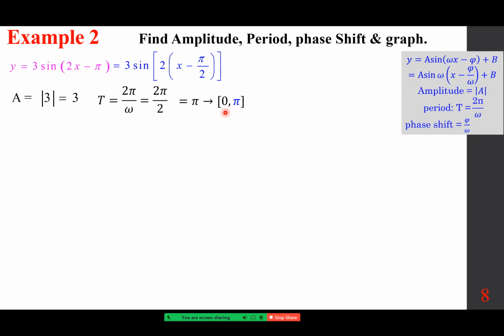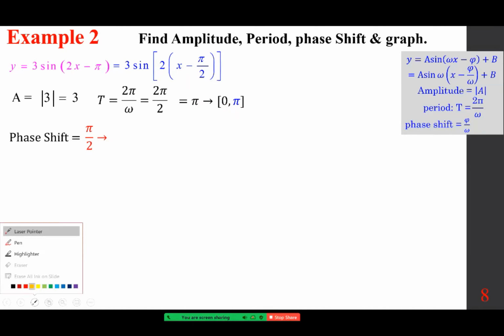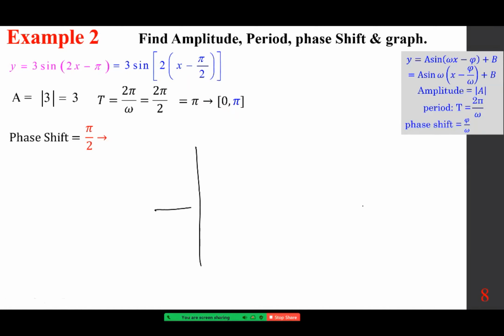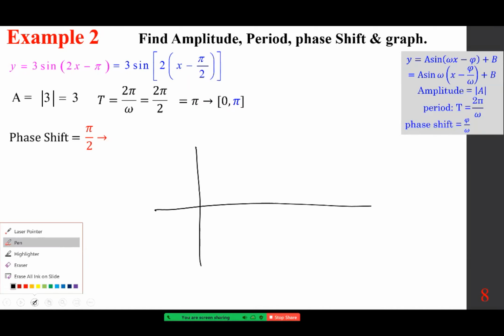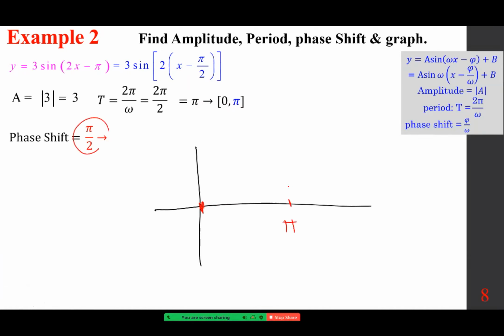This means if there is no phase shift, but this tells us there is a phase shift of pi over 2, so we are going to add this to this, so we're going to move this. Originally, we're going to go from 0 to pi. Because of this phase shift, we are going to move by pi over 2, so we're going to go to pi over 2 to 3 pi over 2. So I hope everybody understands what this means.